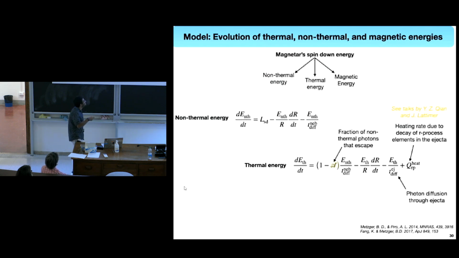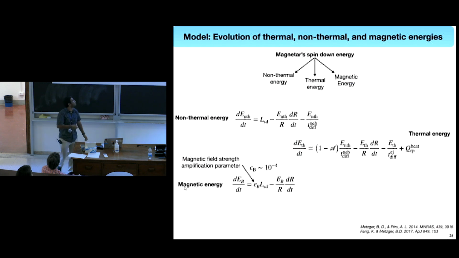And finally, this term over here is the heating rate due to the decay of r-process elements that are there in the ejecta. You heard talks yesterday about this in a lot of detail, so we take this into account as well. But I would not go into the detail of this because for the parameter choices that we choose, this term is not really relevant for us. But you can ask me about it and I can talk about it.